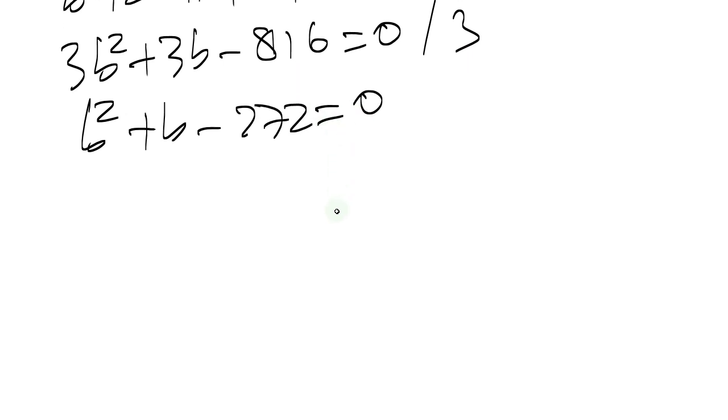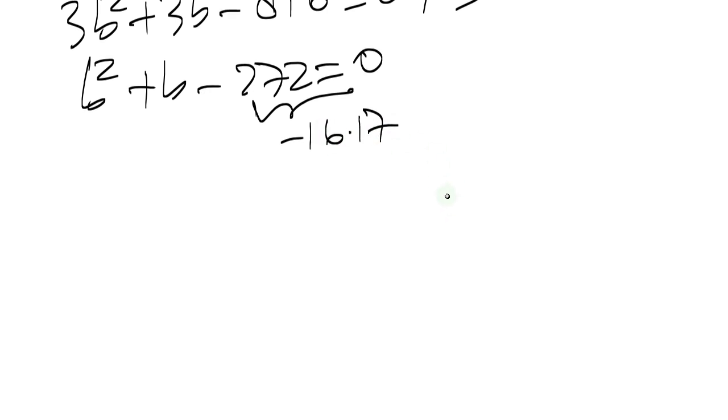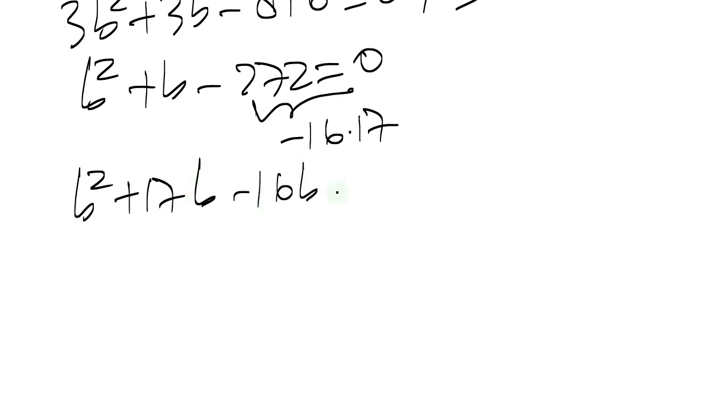So guys, this is 272. This one here is equal to negative 16 times 17. Okay, this is interesting. So I can write this as b squared plus 17b minus 16b minus 272 equals 0.